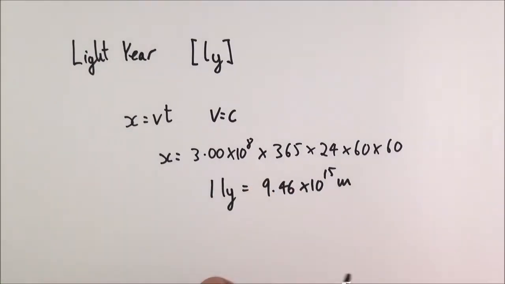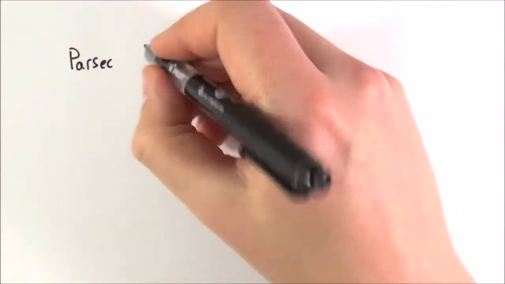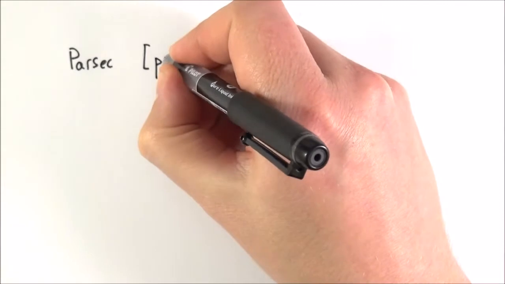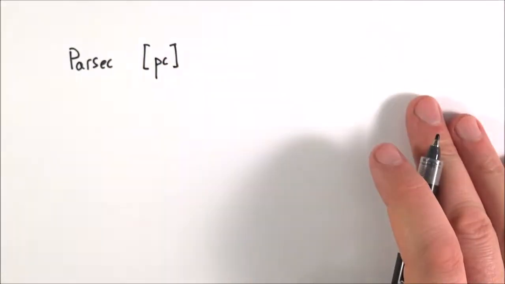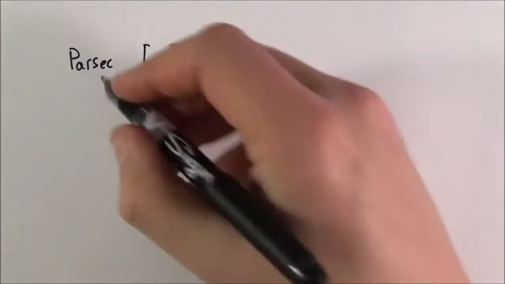But there's one more way which you might not be so familiar with. And this final way is what we call the parsec. Again, parsec has a symbol little p, little c. And this one here, it's actually quite a useful measurement, although it's often not really talked about in science fiction and so on. So what do we know?